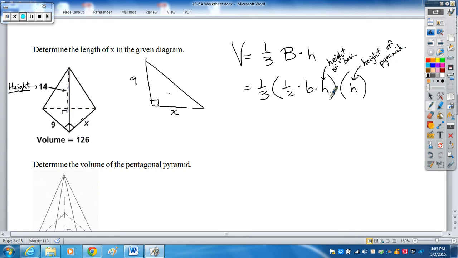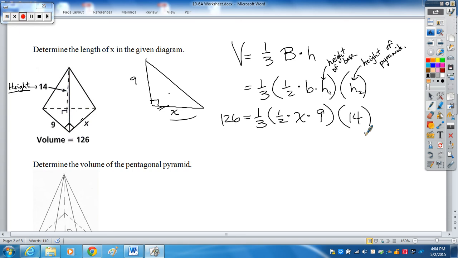Okay? And so I'm going to put a little H1, H2. Okay? Now, how do you figure out the rest of this? Well, if the volume is 126 cubic units, and I plug in 1/3 parentheses 1/2, the base of my triangle here is x. So I plug that in. The height of my triangle is 9. And the height of my pyramid, as we've already identified over here, is 14.